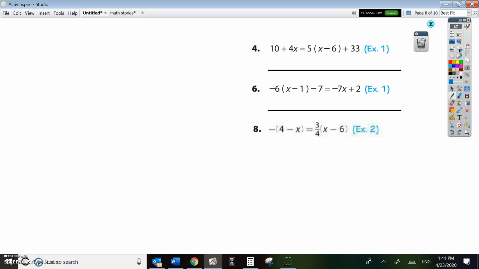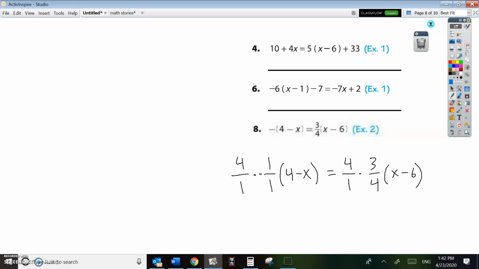You have a fraction, so multiply everything by the denominator of the fraction, and then you get to clear out the fraction and don't worry about it anymore. So 4 over 1 times, there's a little negative 1 right in front of that, by the way. You'll see that it doesn't change anything, but I'll put 1 over 1, but remember it's negative. And then 4 minus x equals 4 over 1 times 3 over 4, x minus 6.